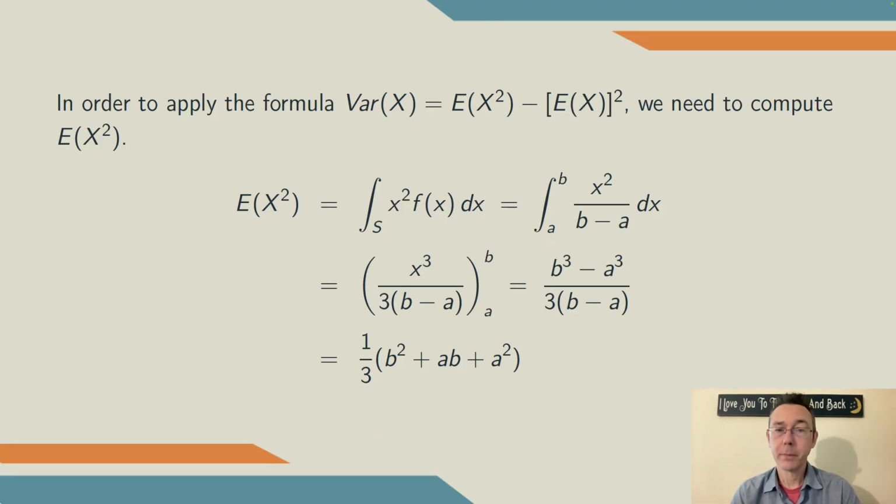Next, we're going to find the expected value of x squared, and we need that in order to apply the formula for the variance of x. That means we're integrating x squared f of x over the support, so the integral from a to b, x squared over b minus a dx. Once again, we factor out the 1 over b minus a, integrate x squared, plug in the endpoints. Overall, we get 1/3 times b squared plus ab plus a squared.